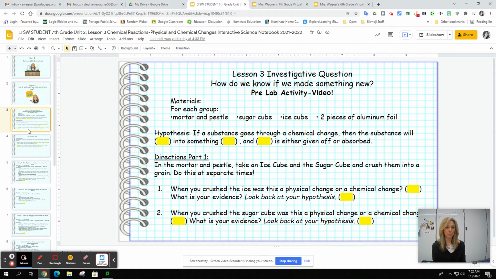Okay, so directions part 1. In the mortar and pestle, we're going to take an ice cube and crush it. And then we'll do the same thing with a sugar cube, okay? And then we'll answer the questions that we see on our slide deck here.